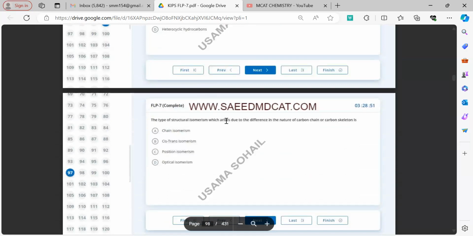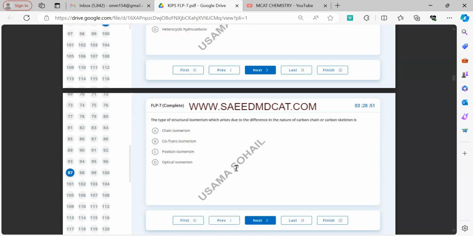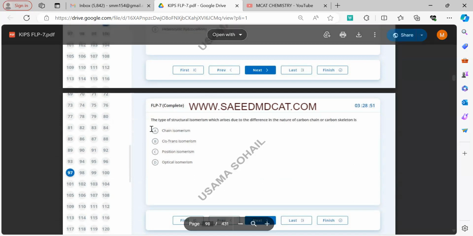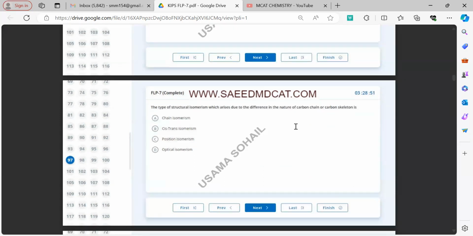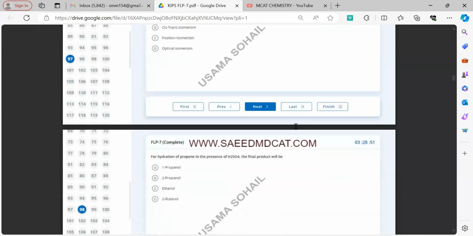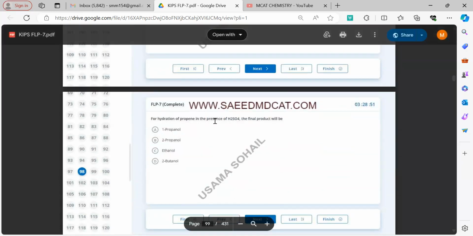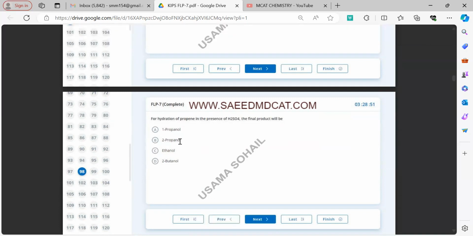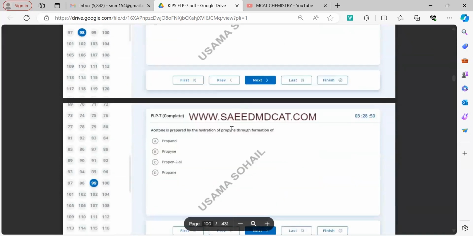Now, on question number 97, which type of isomerism refers to the difference in the chain? The answer itself is chain isomerism, which arises due to the difference in the nature of the carbon chain, because of the difference in the position of the functional group on the relative carbon atom. Now, during the hydration of propene in the presence of sulfuric acid, the final product will be propanol because an OH group will be attached to it.